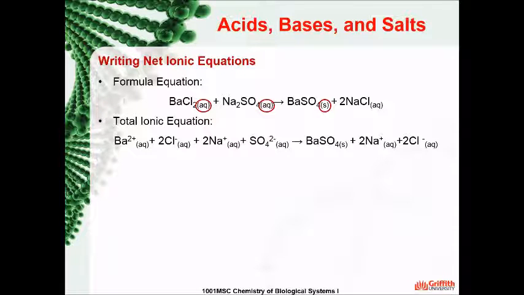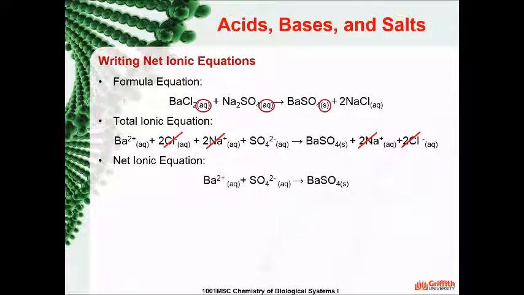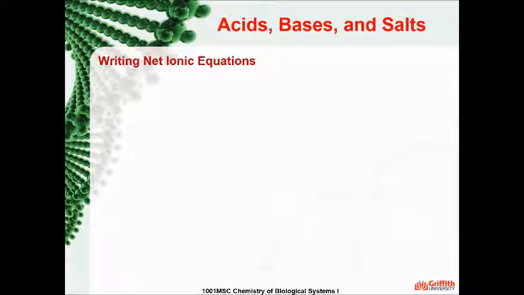Now let's write the total ionic equation. Ba2+ plus 2Cl- plus 2Na+ plus SO4 2- gives BaSO4 plus 2Na+ 2Cl-. To write the net ionic equation, we need to remove the spectator ions. So the net ionic equation is Ba2+ plus SO4 2- gives BaSO4.